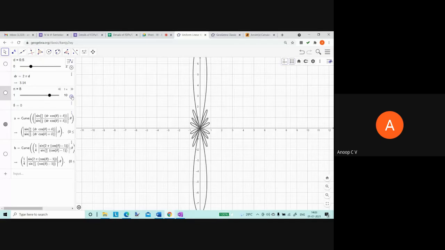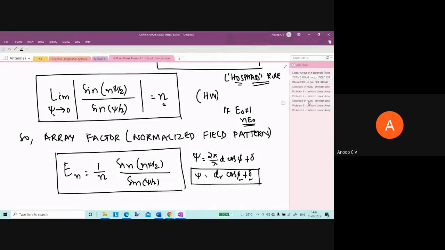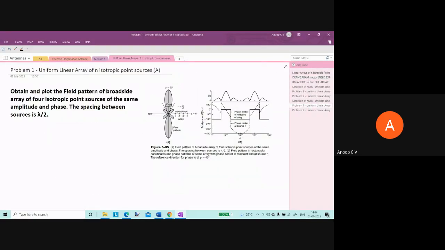As n increases, the number of side lobes will increase, and the maximum value also will increase. If it has to be a normalized pattern, I have to multiply it by 1 by n. That's it. With that, we'll move on to the next part, which is problems on this.